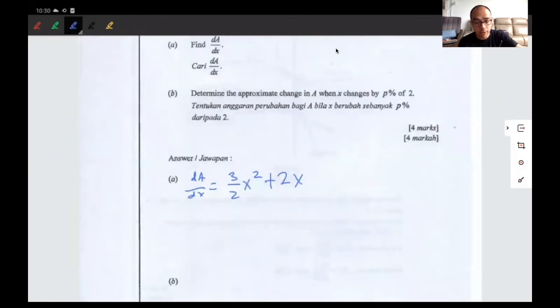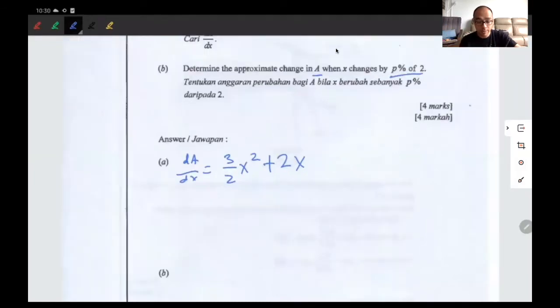Okay, determine the approximate change in A when x changes by p% of 2. So the approximate change formula is, using A and x now, delta A, the approximate change in A, equals dA/dx times delta x. Delta x is the change in x, delta A is the change in A, which is what we want to find. So we have to find the value of dA/dx and the value of delta x.